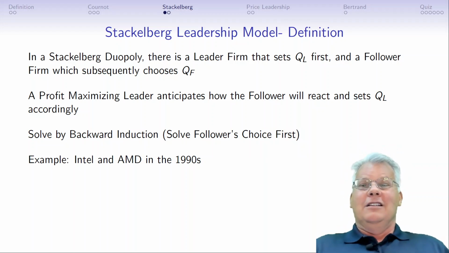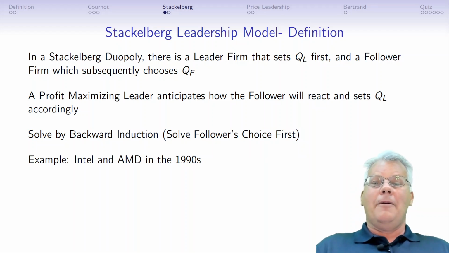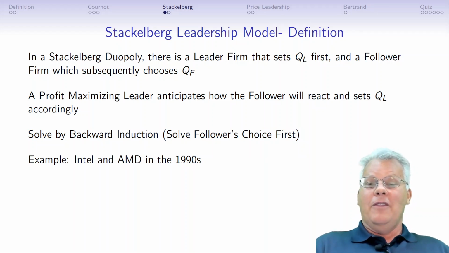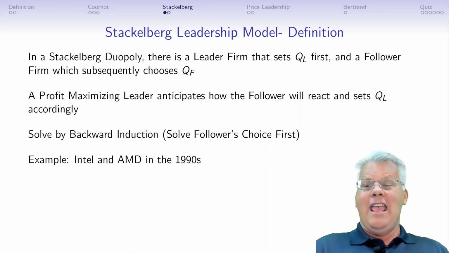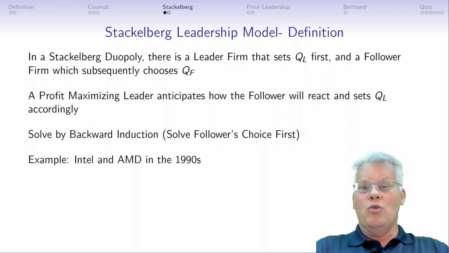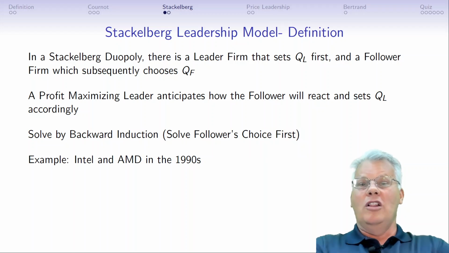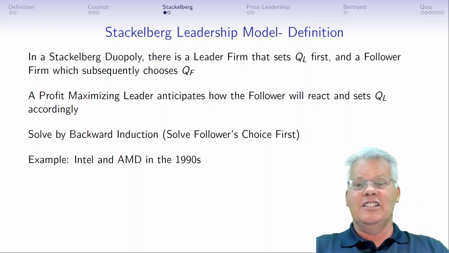Okay. So basically the choice was then, Intel being the leader, they moved first, so they would sell the number of chips that they would desire.